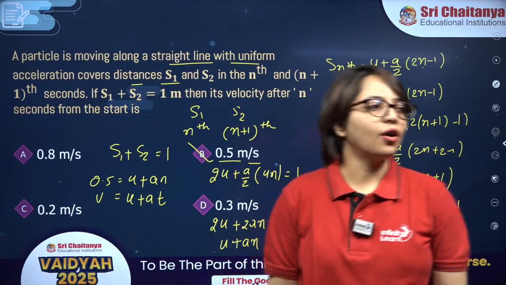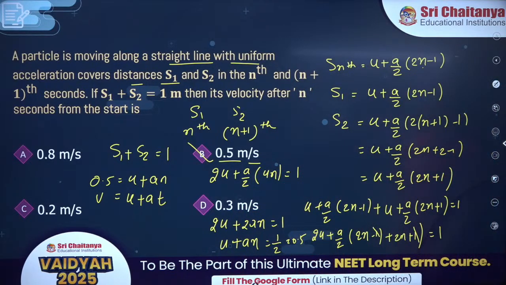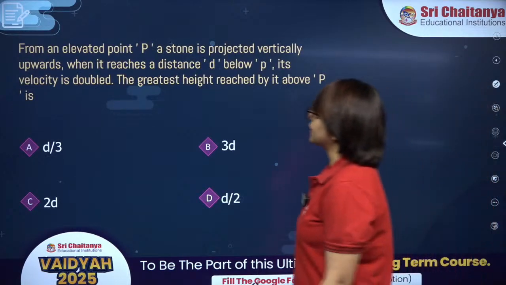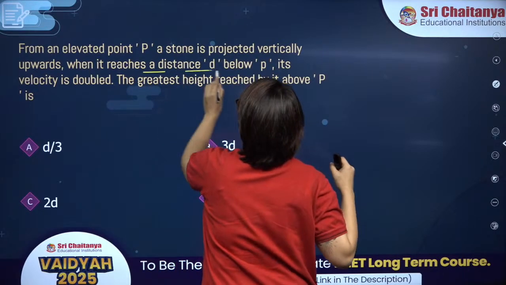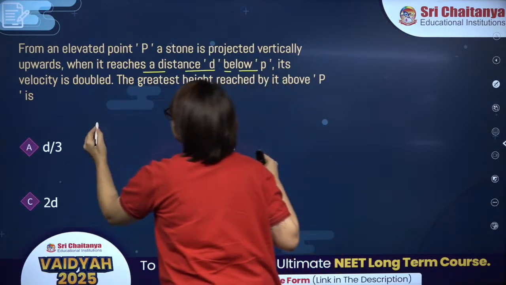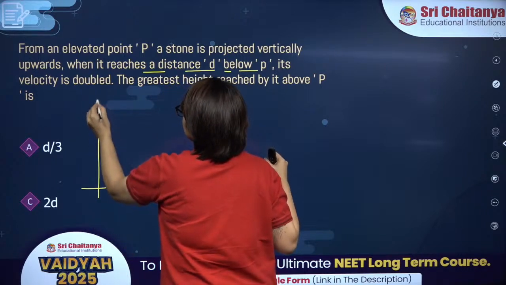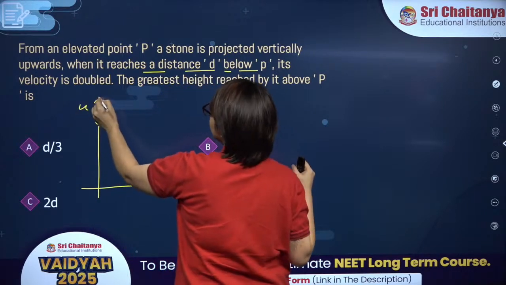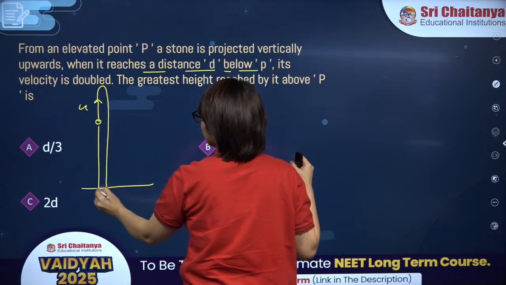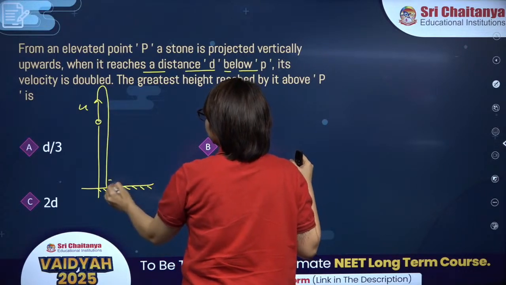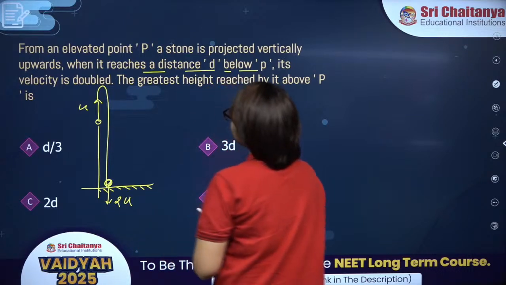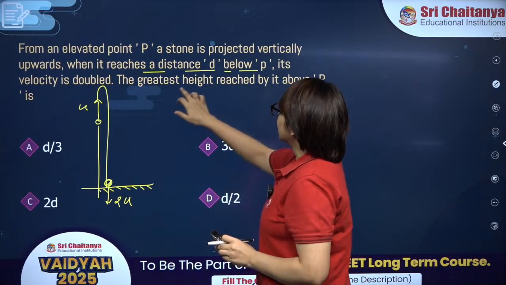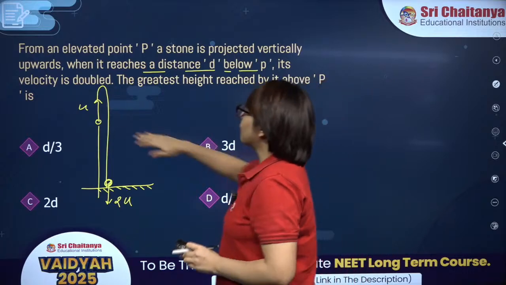Hello Chintu. Alright. Next is this question everyone. Try this one. From an elevated point P, a stone is projected vertically upwards. When it reaches a distance d below point P, its velocity is doubled. Okay, stone is projected vertically upwards with speed u. It will go up and then it will come down like this. So when it reaches the bottom, its speed is 2u, 2 times the initial speed. The greatest height reached by it above point P is.